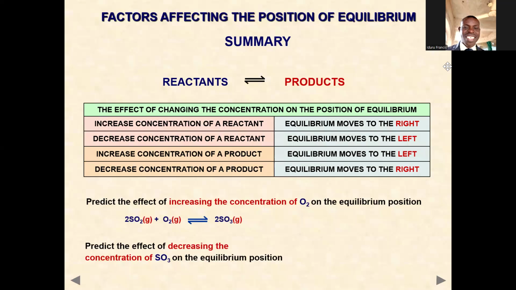If you decrease the concentration of SO3, what happens to the position of equilibrium? It will move to the right. Yes, because we are removing some of the SO3, so it will be lesser. So the reactant will react and then produce more SO3. This is just knowing where it will move to. Later, you will be explaining what I'm explaining now. So we are correct with that.